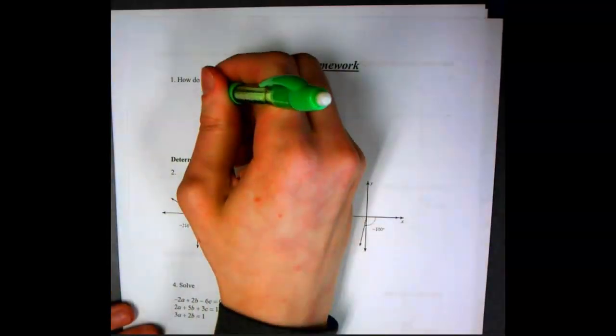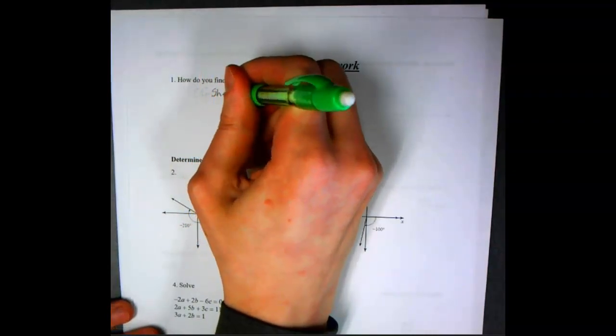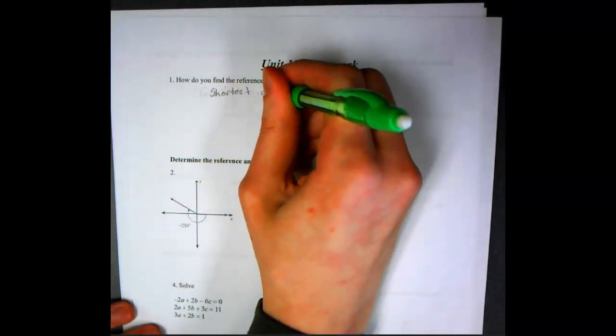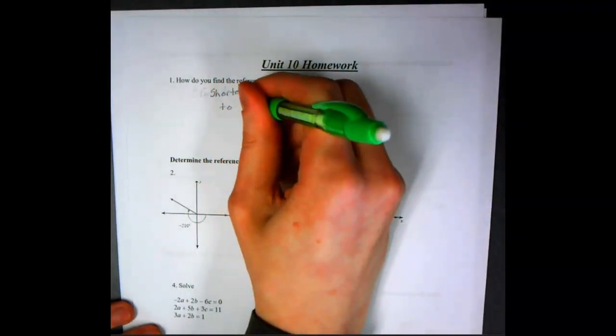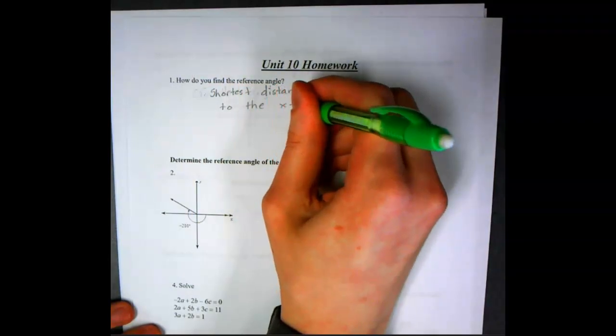This first one is how do you find the reference angle? If you remember, the reference angle is always going to be the shortest distance to the x-axis.